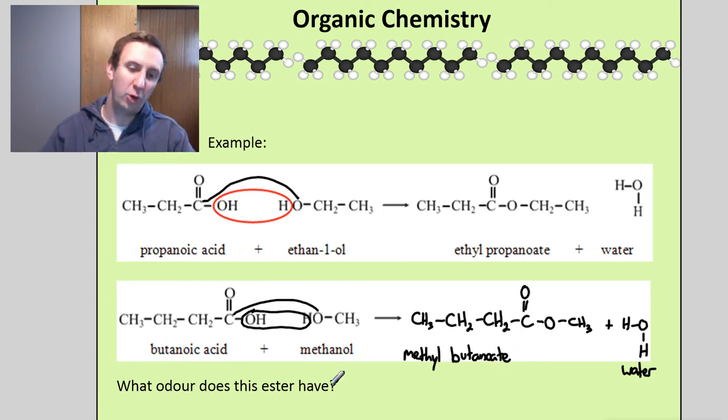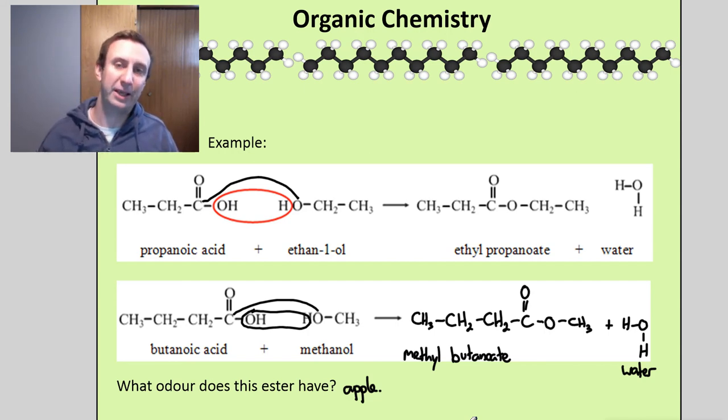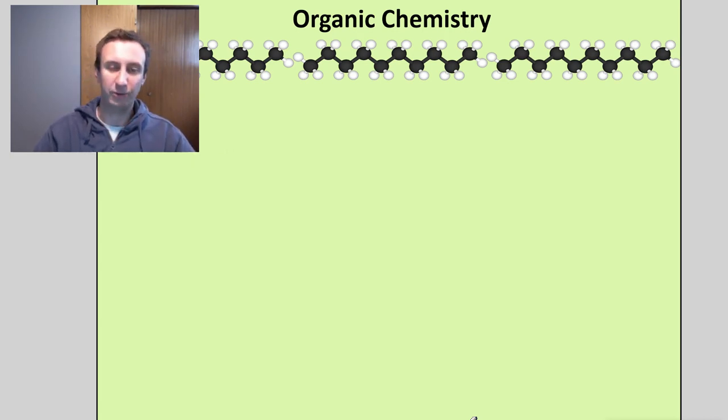Then it asks, what odor does this ester have? Well, this actually would end up being an apple flavor. You don't have to know that. There's no way for you to know that from the structure. This comes from the information that you did previously, where you had that table that had the different flavors and then showed you the different structures.